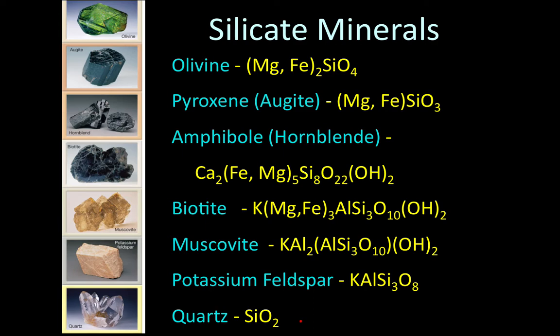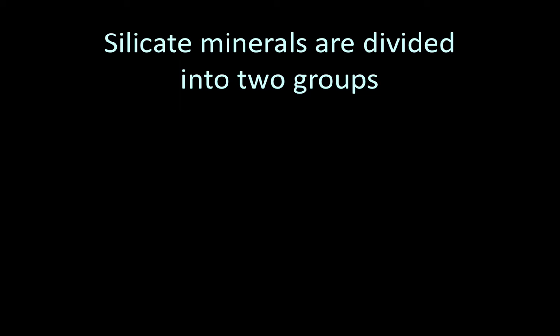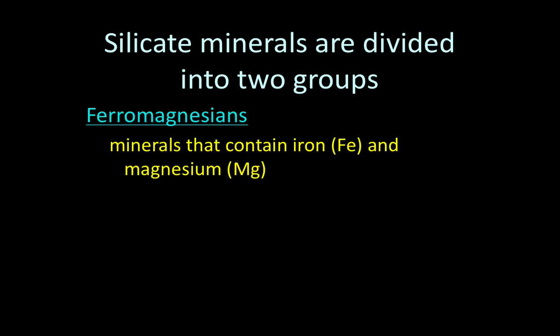Now there's one more degree of complexity, and that is silicate minerals are divided up into 2 groups. The first group is called ferromagnesian. A ferromagnesian silicate mineral is one that in addition to silicon and oxygen, also contains either iron or magnesium. And iron has the chemical symbol Fe, and magnesium has the chemical symbol Mg. The other group of silicate minerals are called non-ferromagnesians.